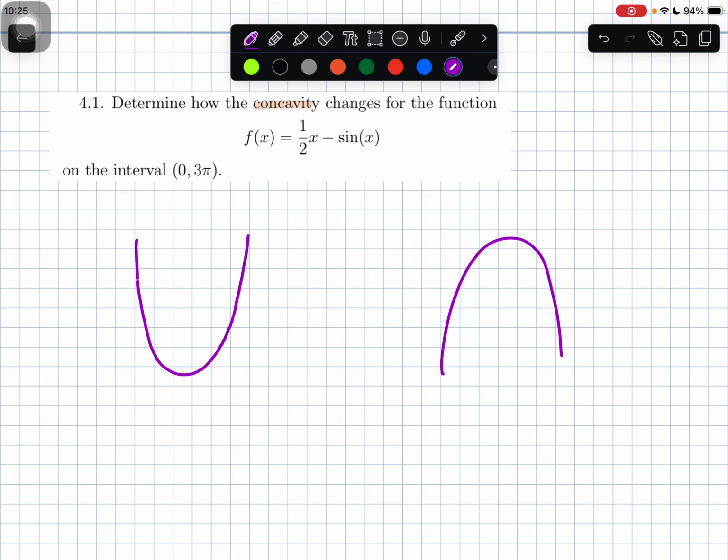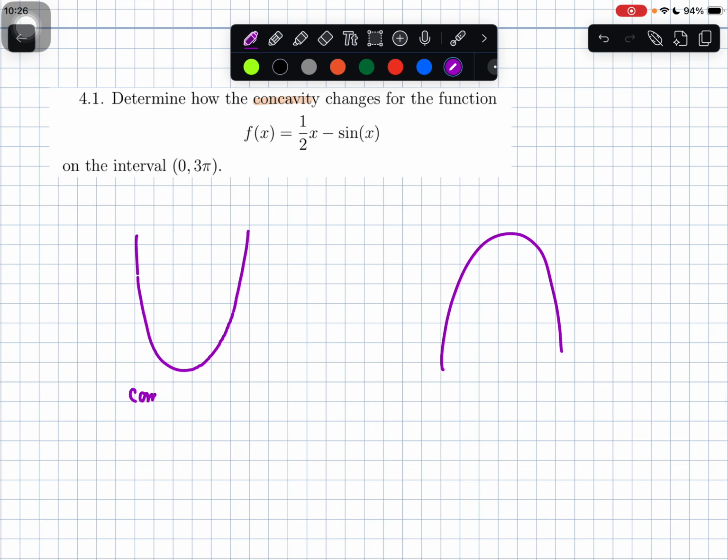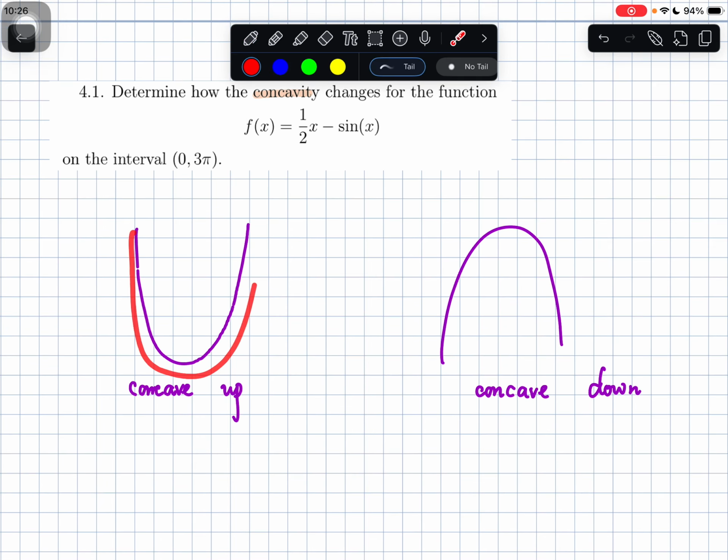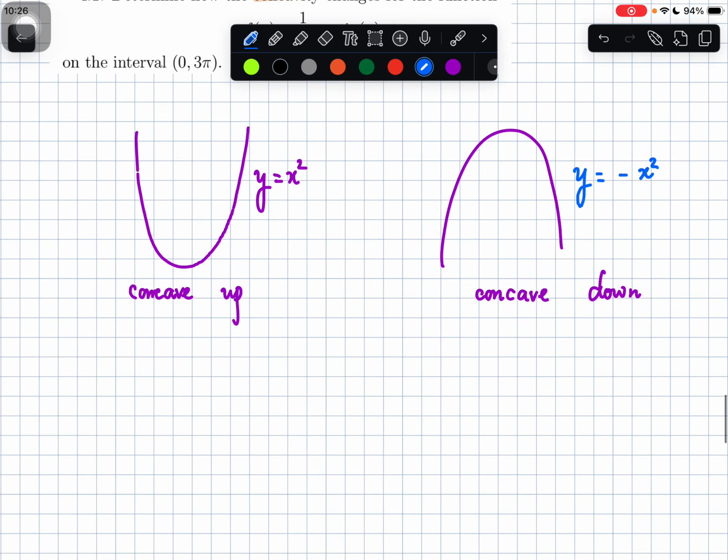This function, the graph here, is concave up. And this one is concave down. To make it easy to remember, you can think of a parabola y equal to x squared. You can think of the other example, y equal to minus x squared. Concave up and down can be determined by the second derivative.